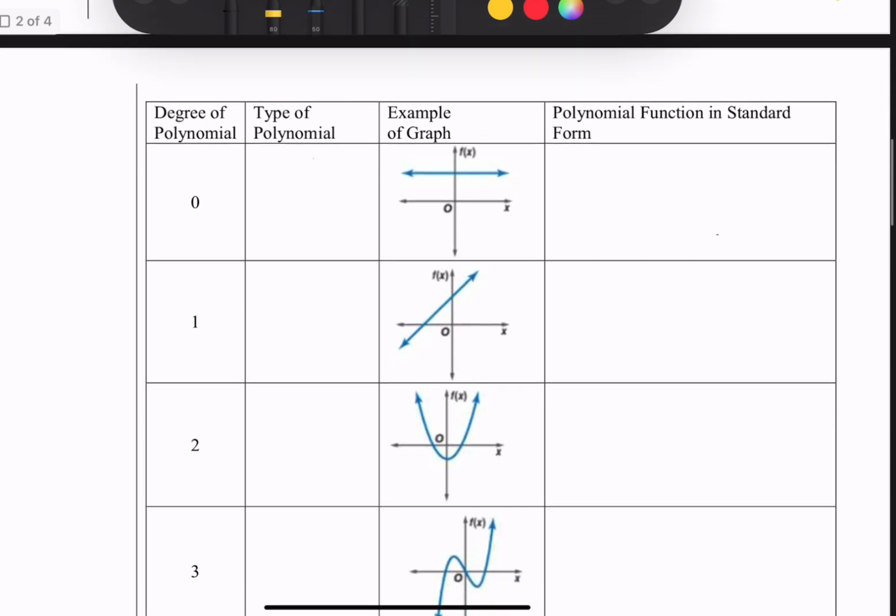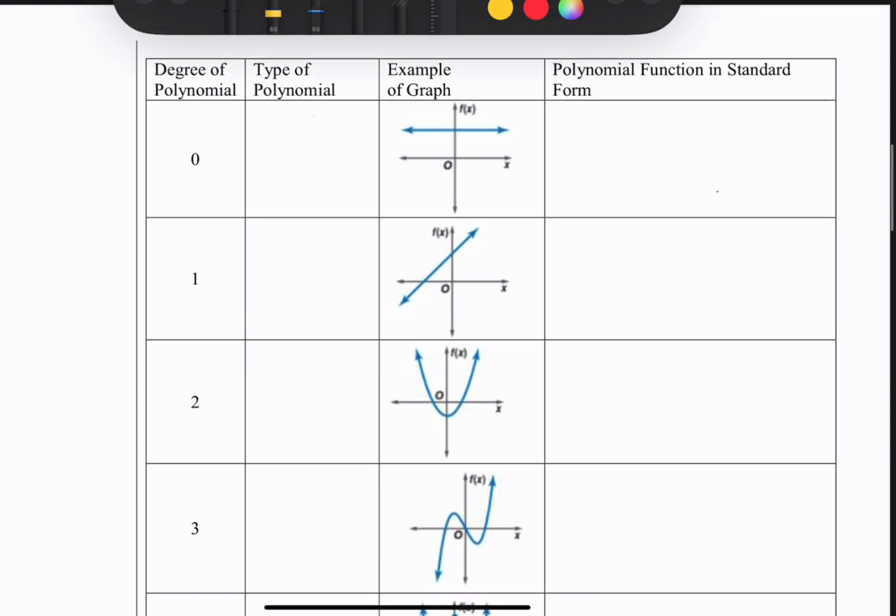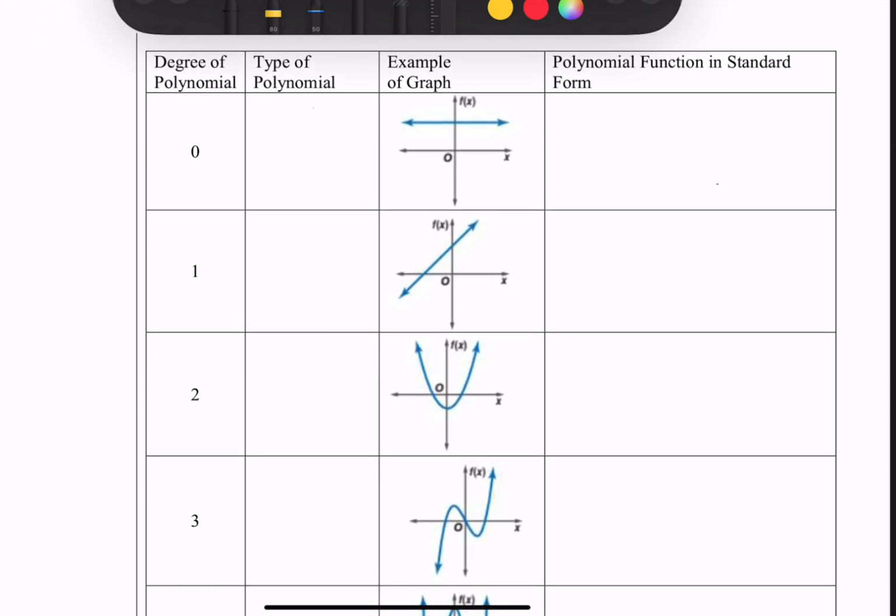Let's talk about different types of polynomial functions. I've made a table here with different degrees of the polynomial functions. That's the first column. In the second column, we're going to name the type of polynomial function. I've given you one example of that type of polynomial function. There are many. And then the polynomial function in standard form. You should be really familiar with a couple of these, and I'm actually going to start with one that you're super familiar with. We're going to start with a degree of 1. So go down to the second row where it says degree of polynomial 1. The type of polynomial that you see graphed here is what we call a linear function or a linear polynomial.